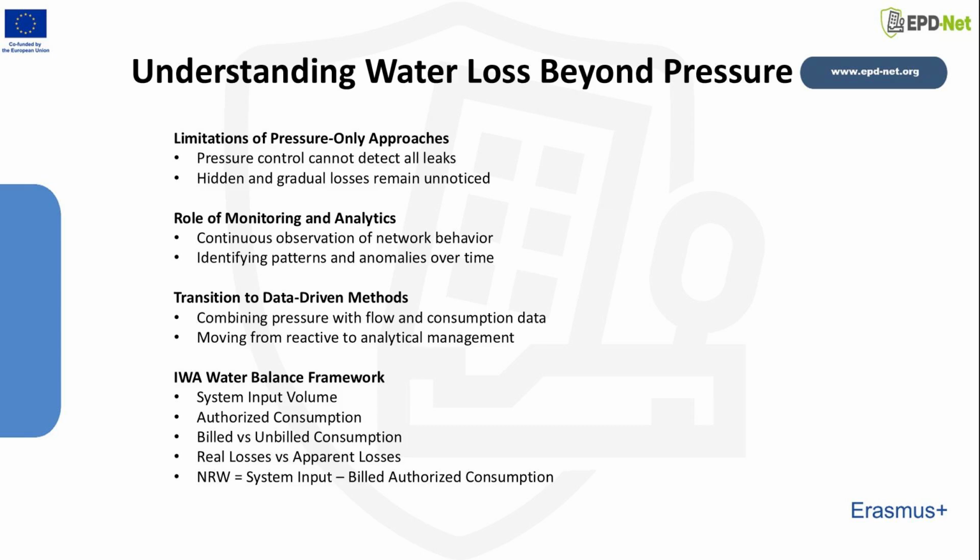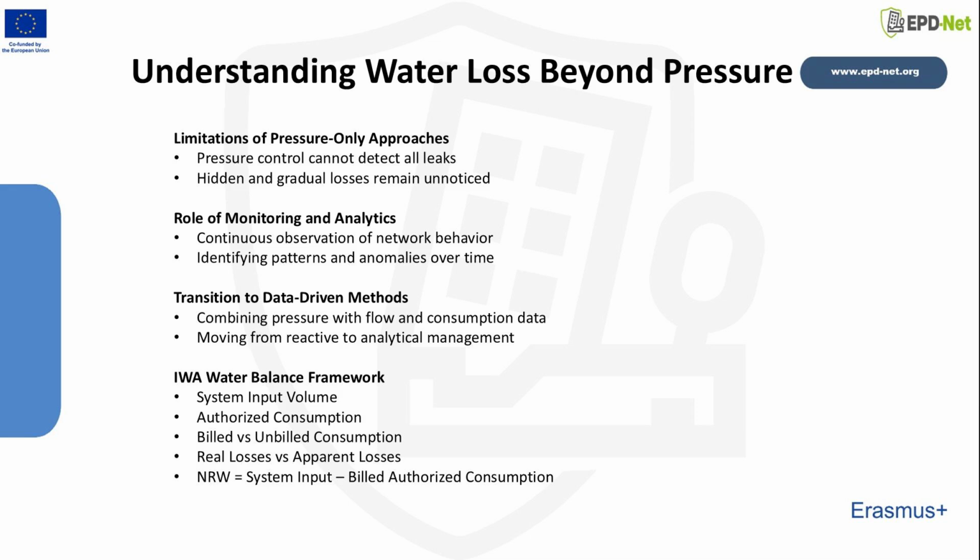Pressure management is a powerful tool for reducing water losses, but it has important limitations. Not all leaks are directly linked to pressure levels, and some losses develop gradually without causing immediate pressure anomalies. As a result, relying solely on pressure control may leave certain leakage issues undetected.